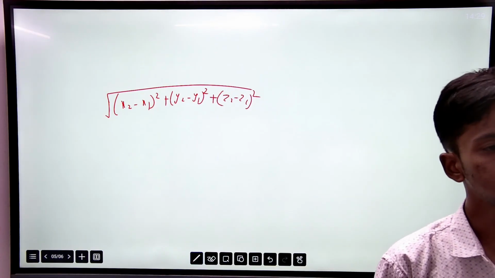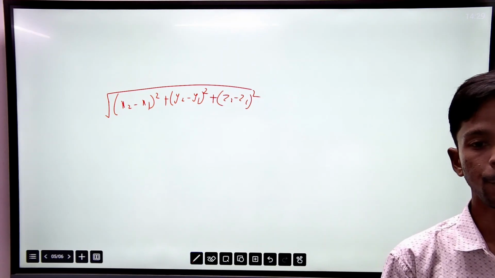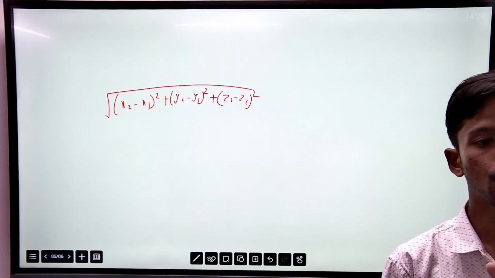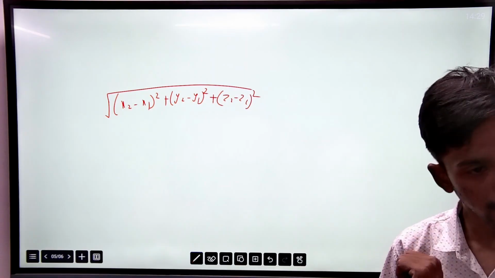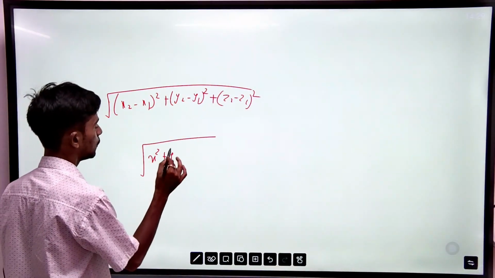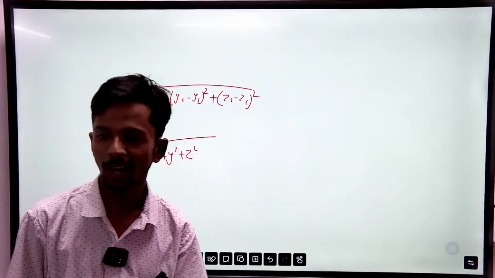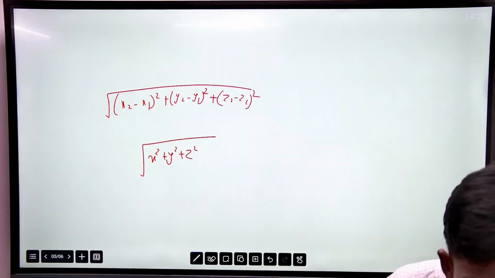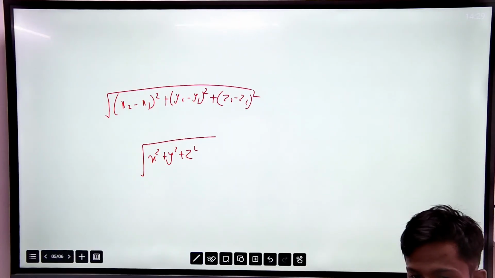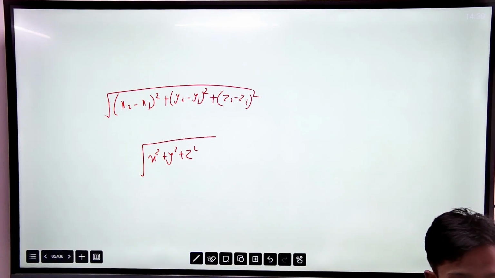Now, distance from the origin means the distance of a point from the origin. One point will be suppose (x, y, z), the other point will be (0, 0, 0). So the distance will simply be the square root of x square plus y square plus z square, because the other point is 0. So (x minus 0) whole square plus (y minus 0) whole square plus (z minus 0) whole square, that will simply mean x square plus y square plus z square. Are you getting my point?